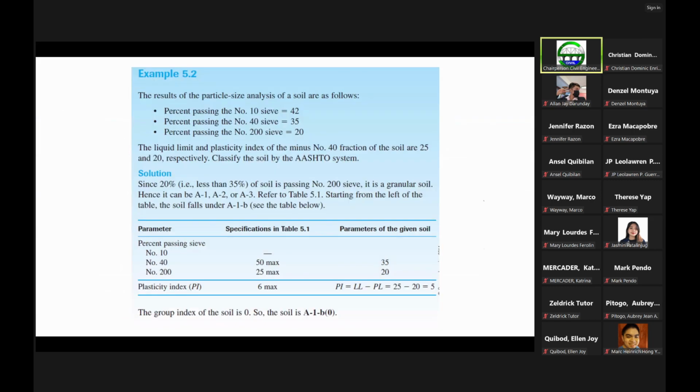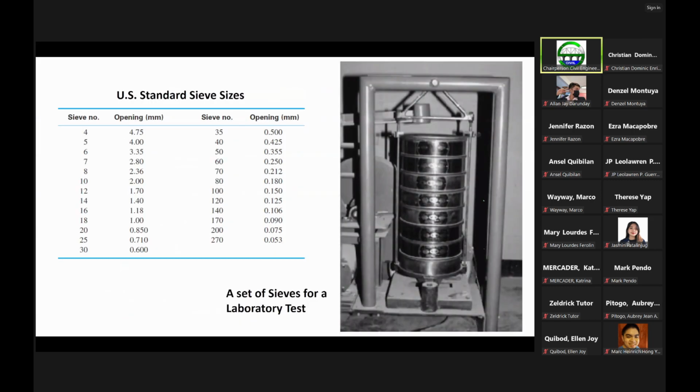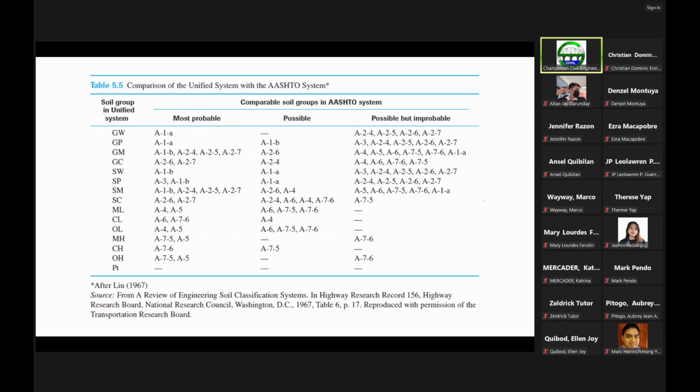I think that's it. I think we can now have some examples. So let us now try to use those tables.